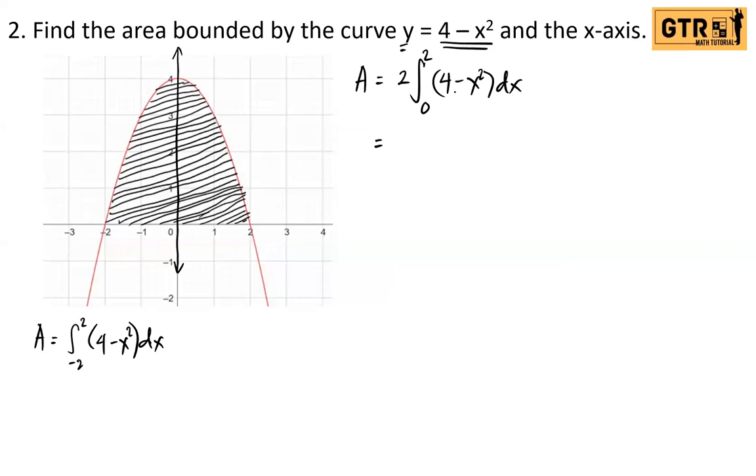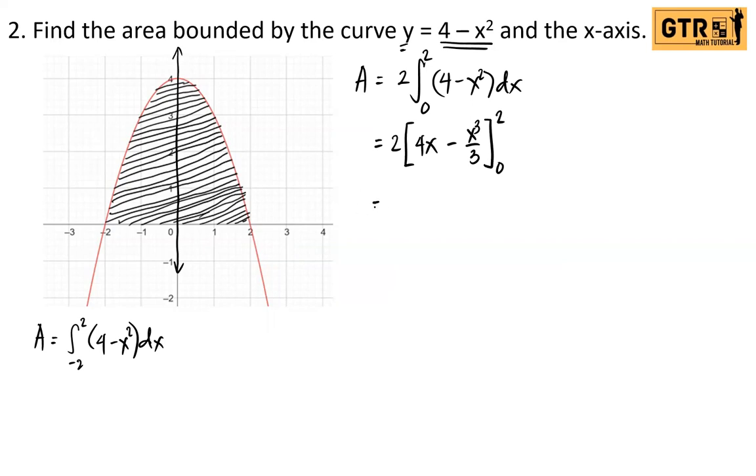Okay, so just use the direct formula for this. We have 2 times the integral of 4 dx, that is equal to 4x. The integral of negative x squared dx, using u to the n du, is negative x cubed over 3, from 0 to 2. Okay?